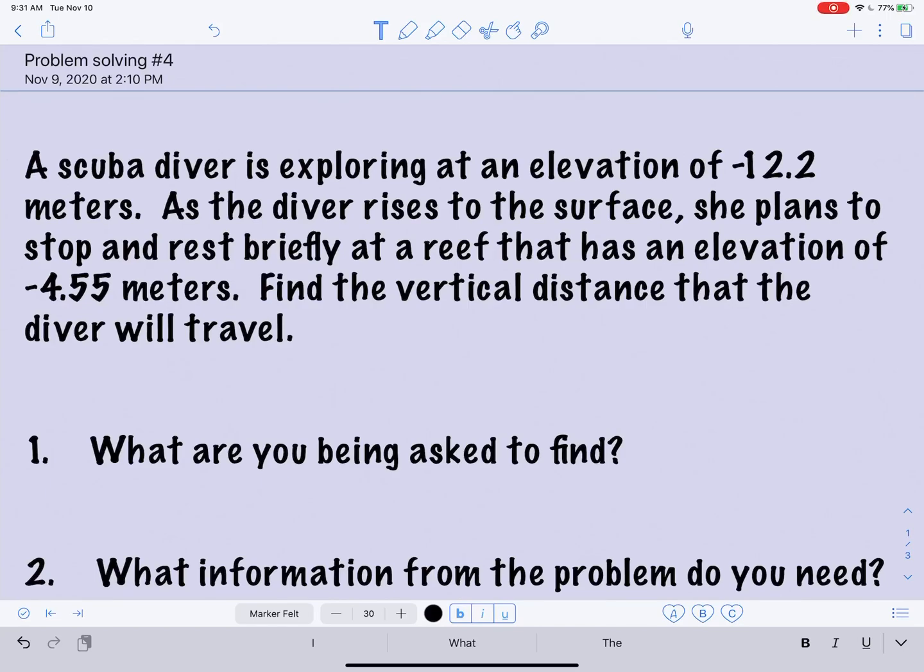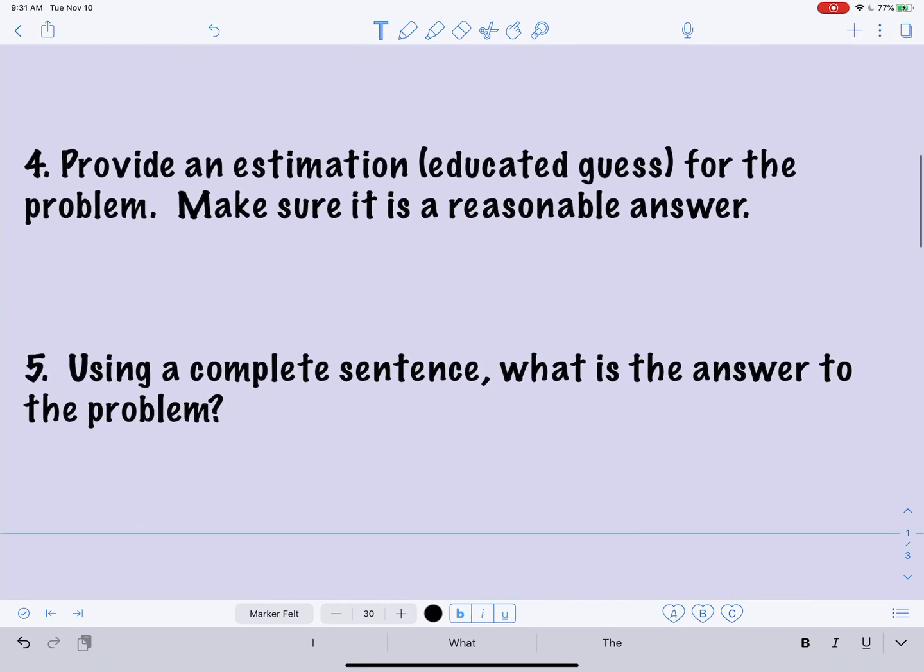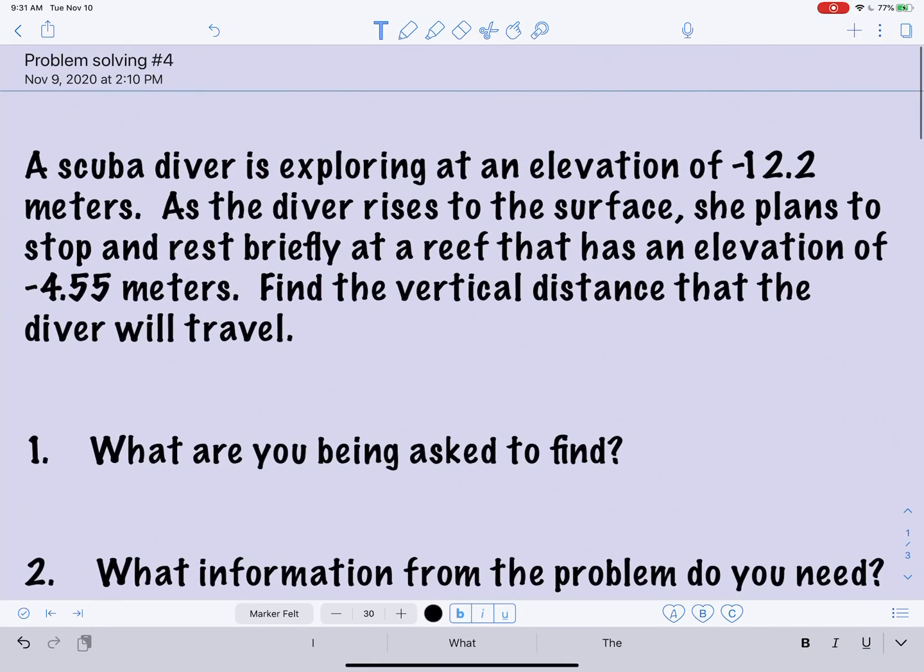Okay, this goes along with problem solving number 4. At this point, there should be a Google form that you're filling out that has the questions 1 through 5. The first thing that you need to do is answer your name and then the class period that you're in, and then read the problem.